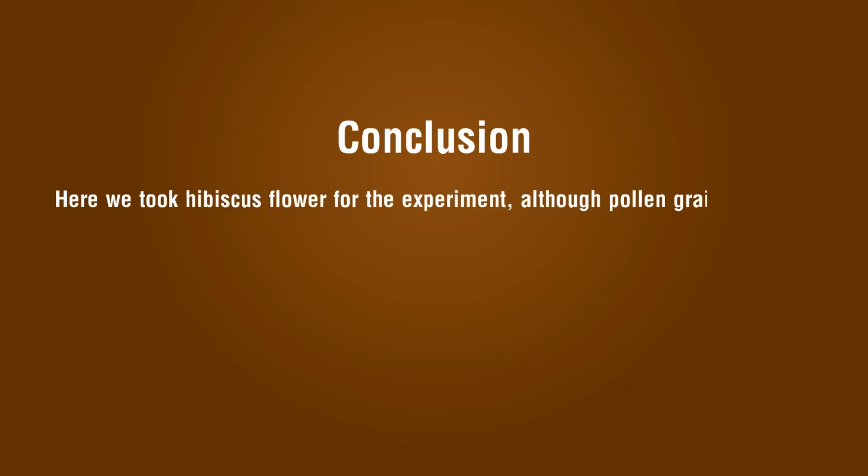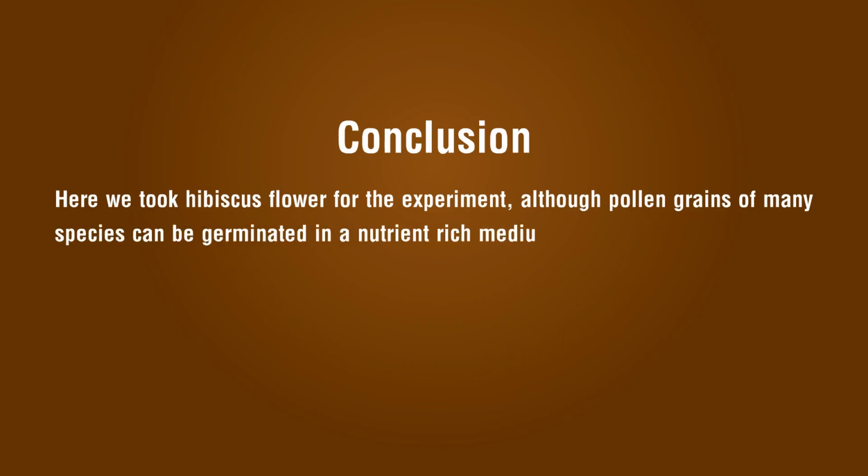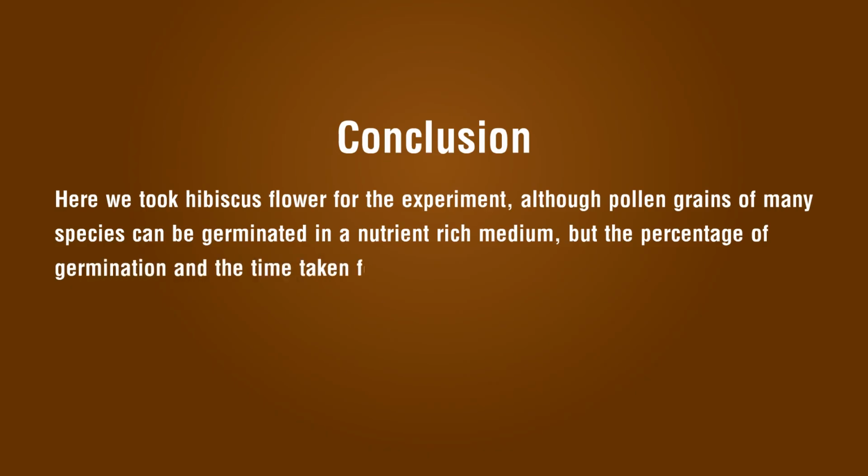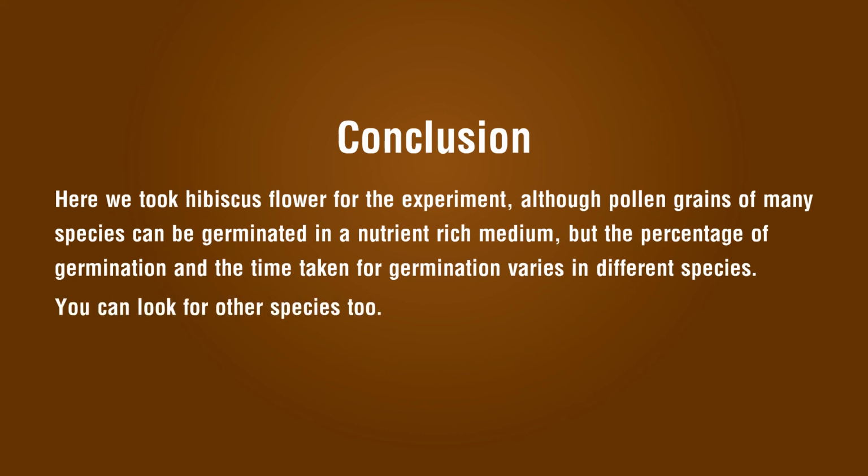Conclusion: here we took hibiscus flower for the experiment. Although pollen grains of many species can be germinated in a nutrient-rich medium, the percentage of germination and the time taken for germination varies in different species. You can look for other species too.